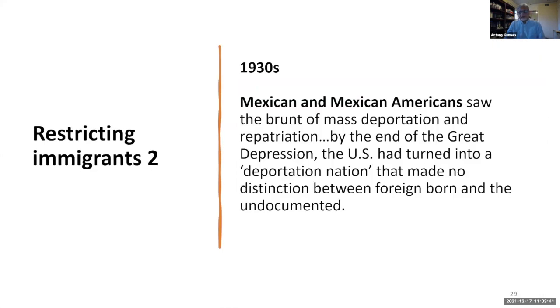Such restrictions were not uncommon. Mexican and Mexican Americans saw the brunt of mass deportation after the Great Depression. And by the end of the Great Depression, the United States had turned into a deportation nation that made no distinction between foreign-born and the undocumented.